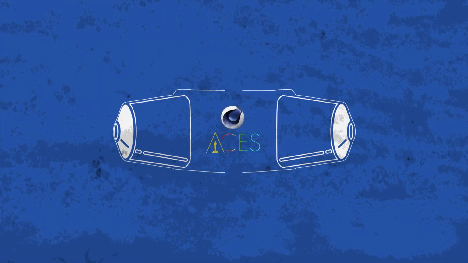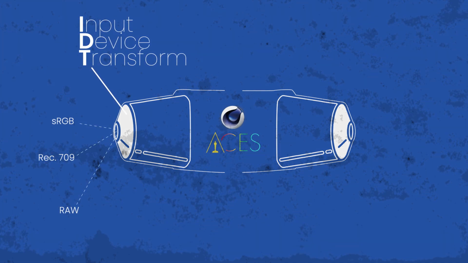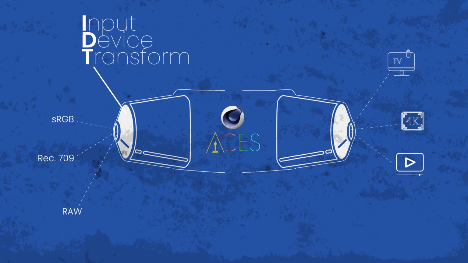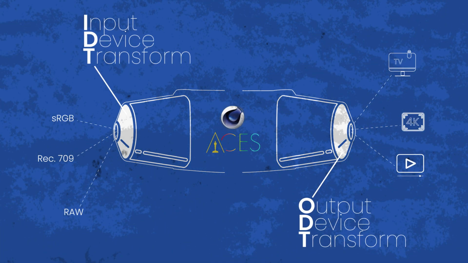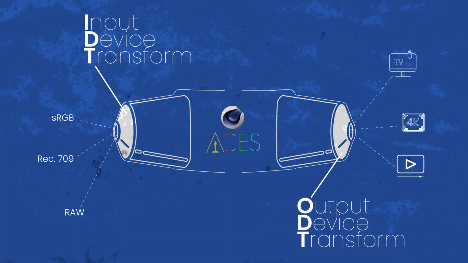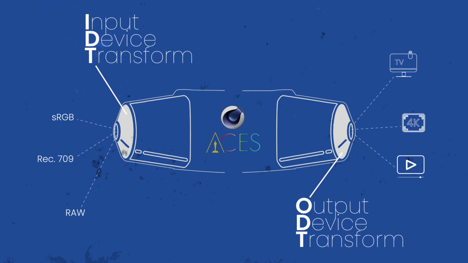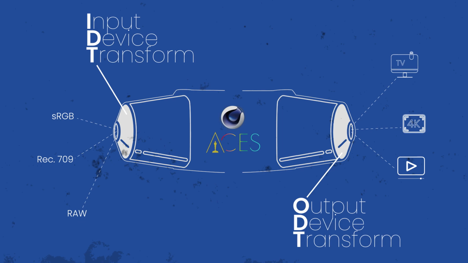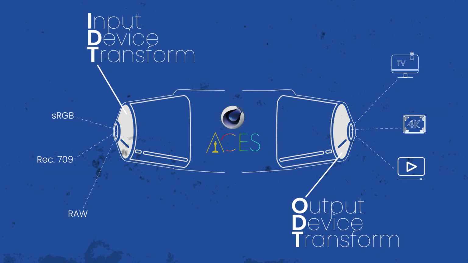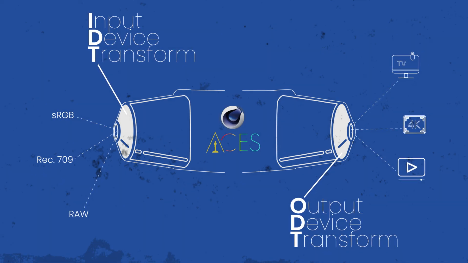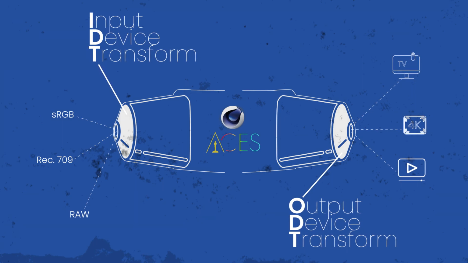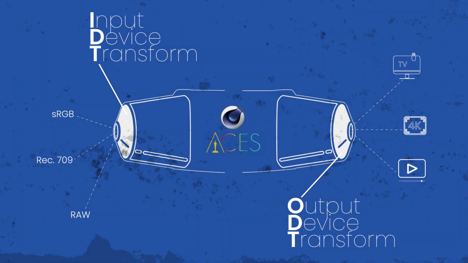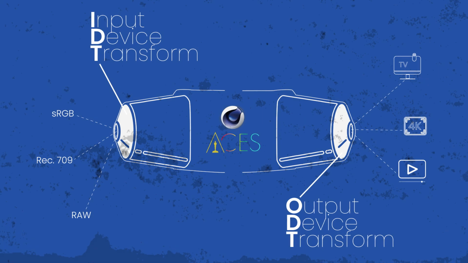Think of ACES as a capsule within which we are going to work. We have the entry point called input device transform and the delivery point or the so-called output device transform. We are going to make all of our light, texture and color work between those two points, and the ACES workflow will make sure that our final image will be seen as intended, no matter what device it's being seen on.